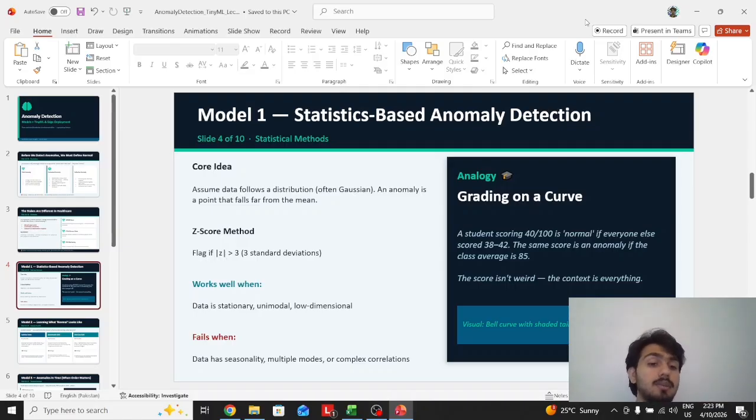The score isn't weird, the context is everything. Okay. It works well when data is stationary, unimodal, and low dimensional, but not when data has seasonality, multiple modes, and complex correlation. And this is why we don't normally use this in health data, because health data is mostly temporal. Everything is time related in that.